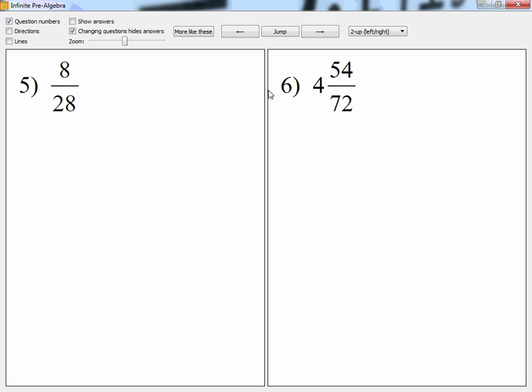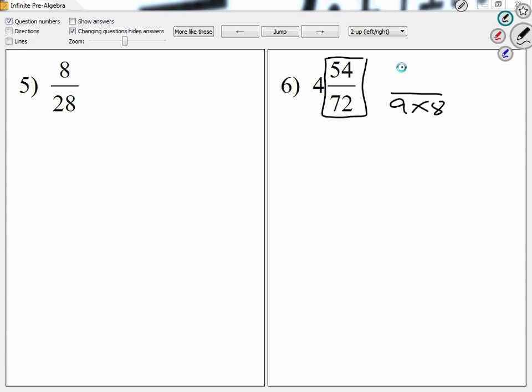6. I see a fraction and a whole number. Let's worry about the fraction first. Give me two numbers that multiply to equal 72. 9 times 8. Try to repeat that on the top. Give me two numbers that multiply to equal 54. 9 times 6. Cancel out the 9's. We have 6 over 8.